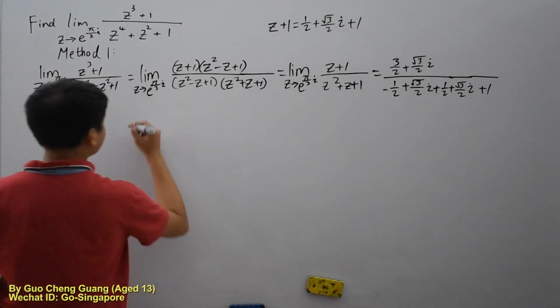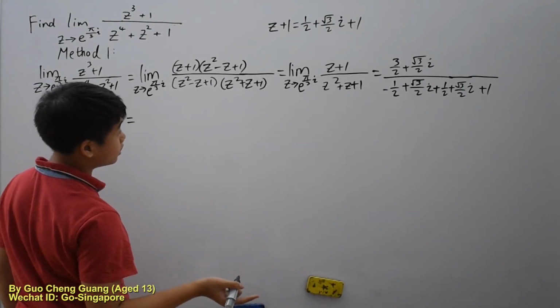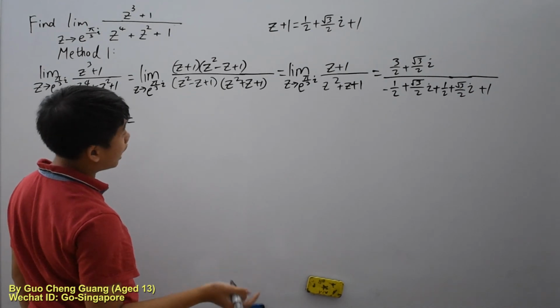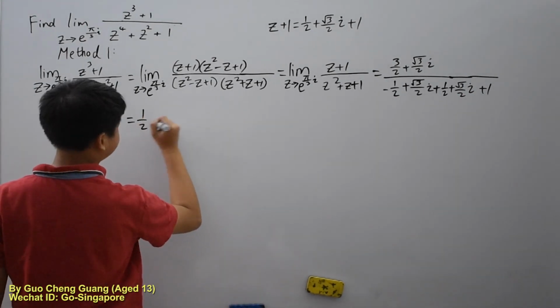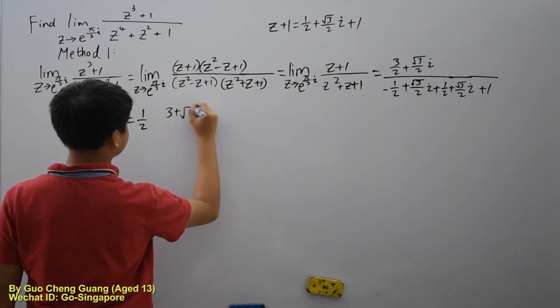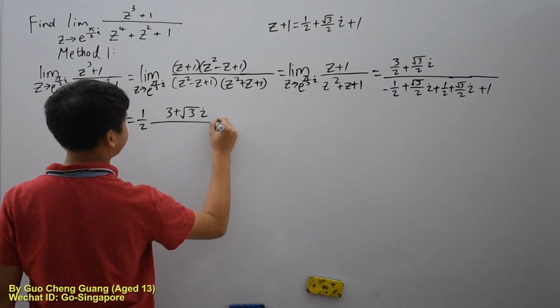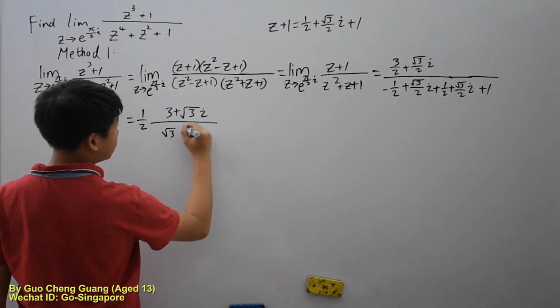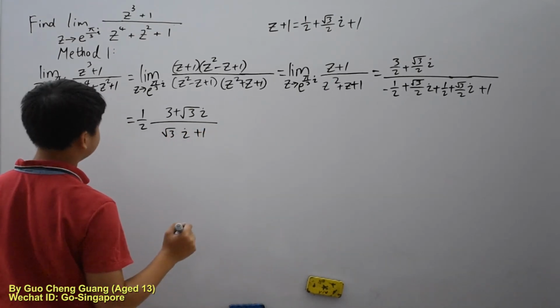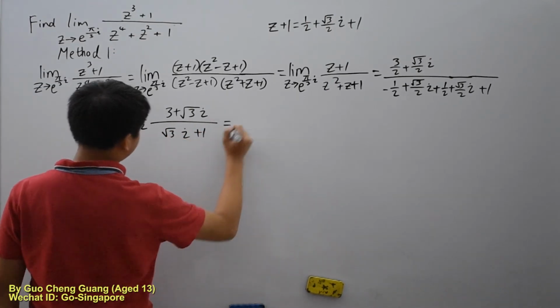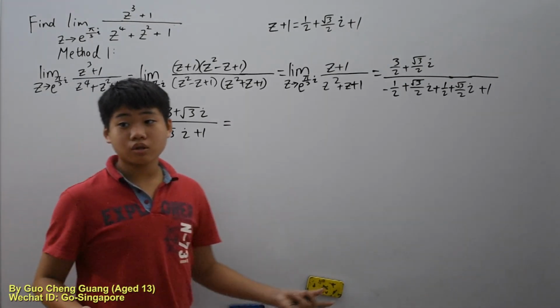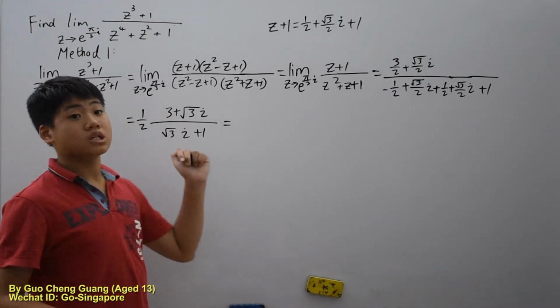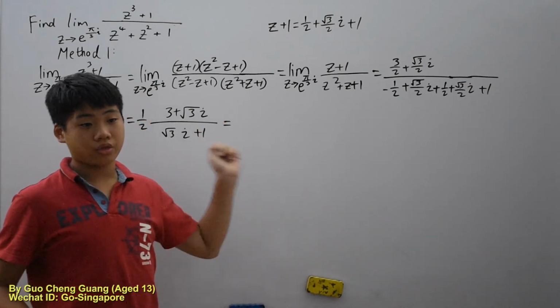Right. So at this part, you can move 2 down, so you get an extra half. And here you have 3 plus root 3i, and then you have 2 over root 3i plus 1. Right, so this is the part that you're getting.